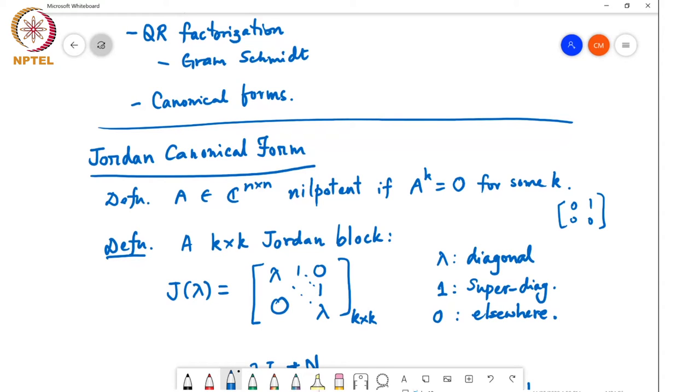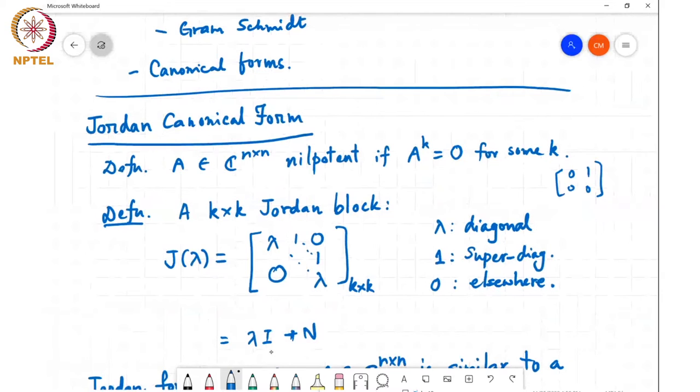So basically the Jordan canonical form theorem will say that every matrix is similar to a matrix of the form D plus N, where D is a diagonal matrix and N is a nilpotent matrix. One other definition is that of a Jordan block. A Jordan block J of lambda is of size some k cross k, where you have lambdas on the diagonal, ones on the first super diagonal, and zeros everywhere else in the matrix. You can see that this is of the form lambda times the identity matrix of size k cross k plus a nilpotent matrix, because it has only ones on the first super diagonal.